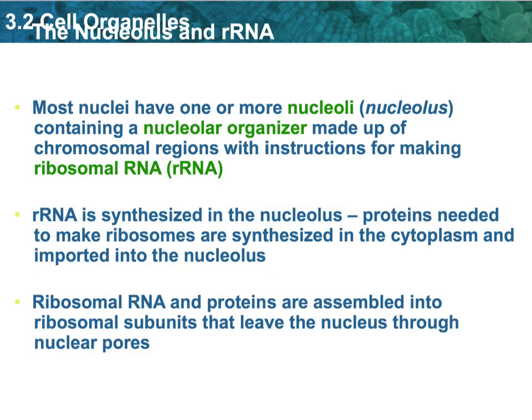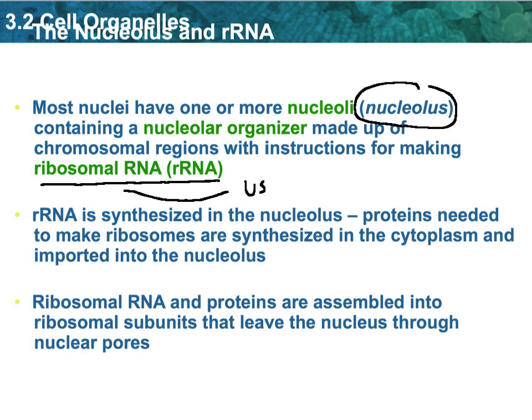Now, inside the nucleus, usually you'll see something called a nucleolus. That's the really dark region in there, and that's where RNA is made for ribosomes. This is RNA that's used in ribosomes.